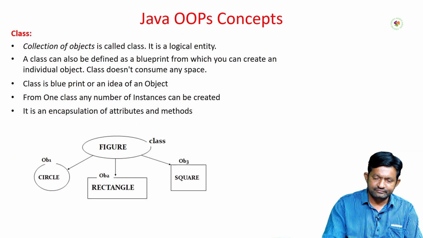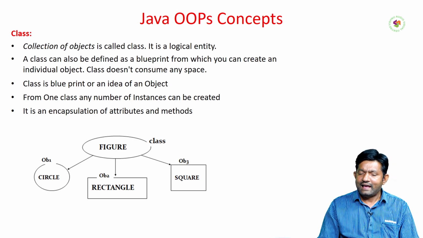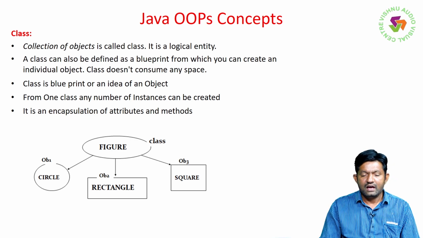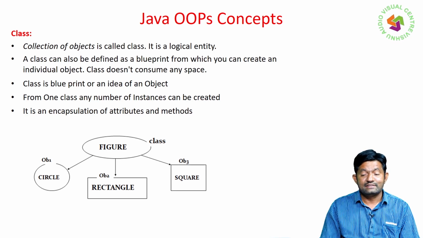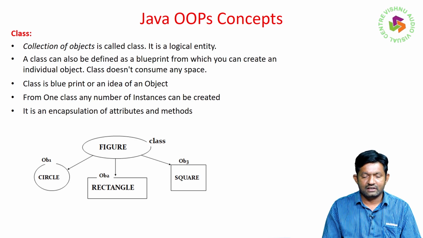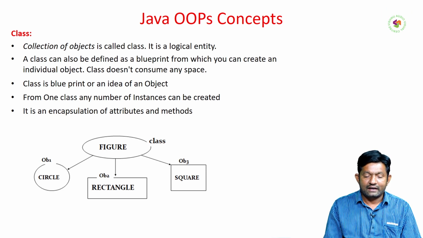Next, coming to the class. A class is a collection of objects. It is a logical entity. Class is a blueprint or an idea of an object. From one class, any number of instances can be created. Class is an encapsulation of attributes and methods.